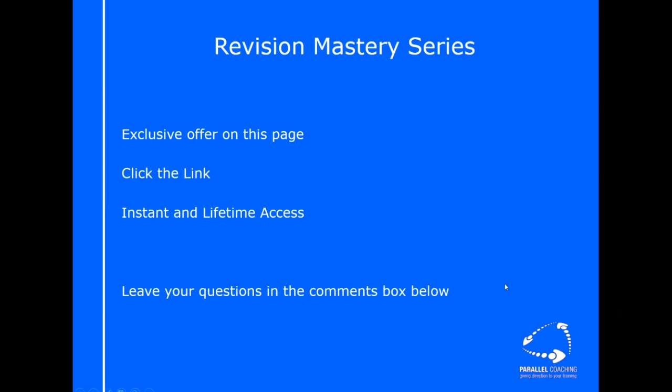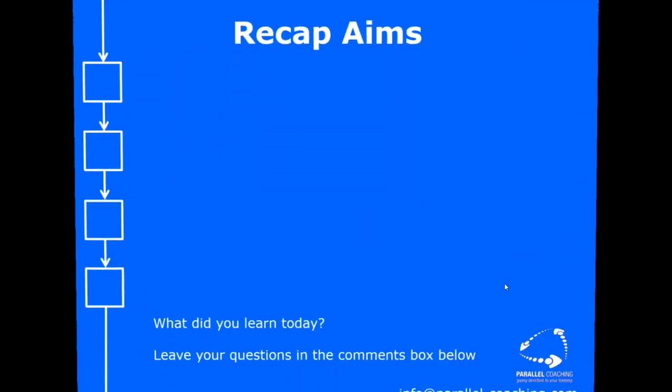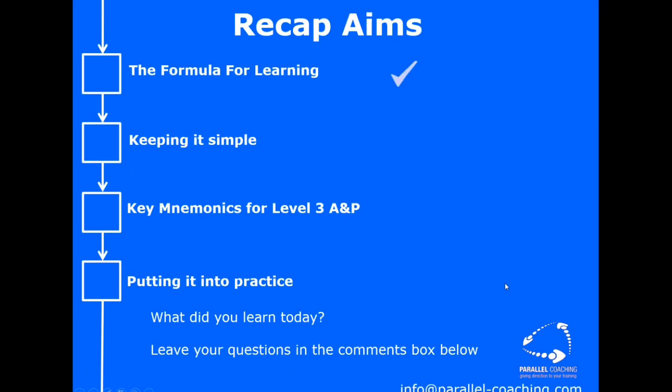Before we leave though, let's go through and recap those main aims that we had a moment ago. The main aims for today's session were the formula for learning. Then we looked at keeping it simple, and we looked at key mnemonics for the level 3 anatomy and physiology, as well as then putting it into practice. And remember, on that putting it into practice, we said you can build your own using the 5 steps, or you might want to use ours via the Revision Mastery series.